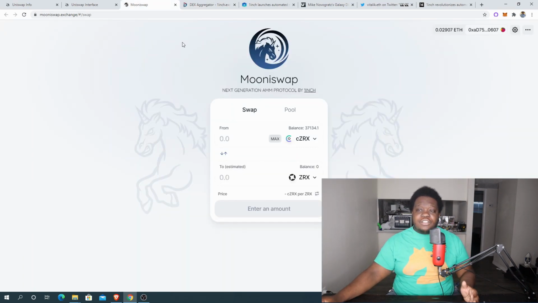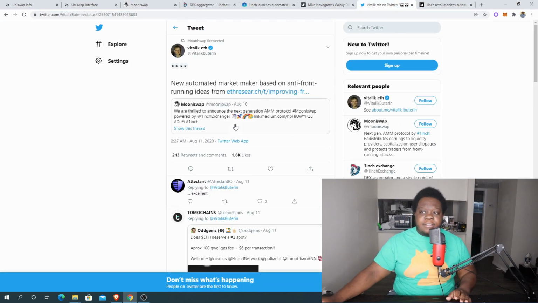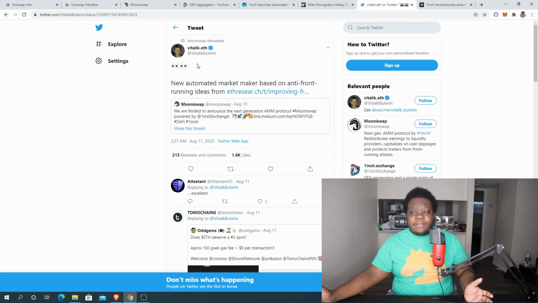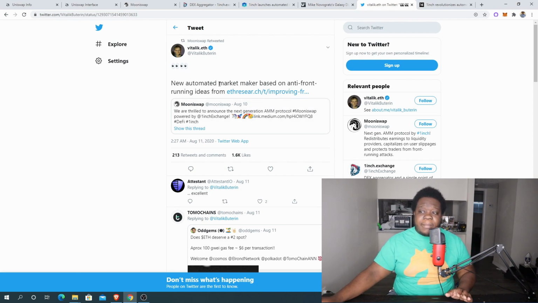Of course, Uniswap is open source software, so they can just copy it and make some better changes to it, I would guess. At least that's what Vitalik thinks. Right here, you can see a tweet from Vitalik saying, new automated money market based on anti-front running ideas from whatever.